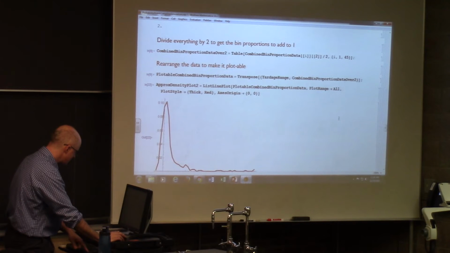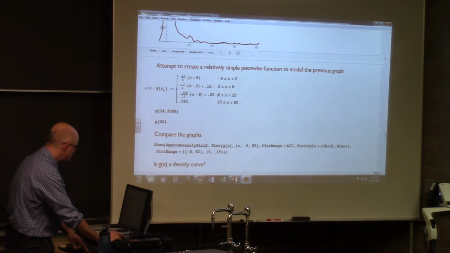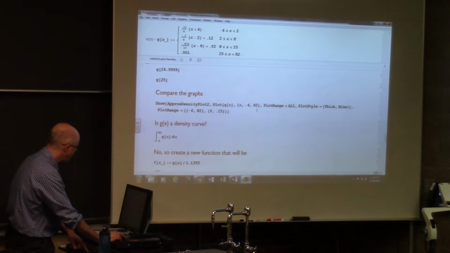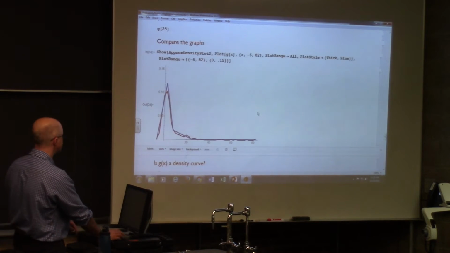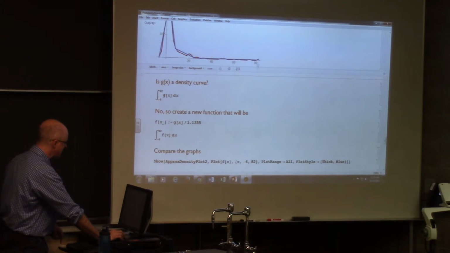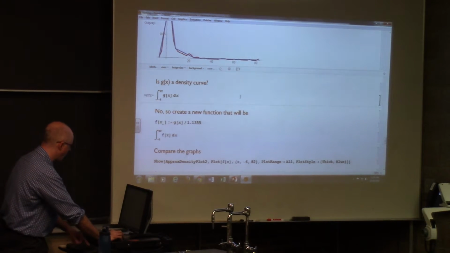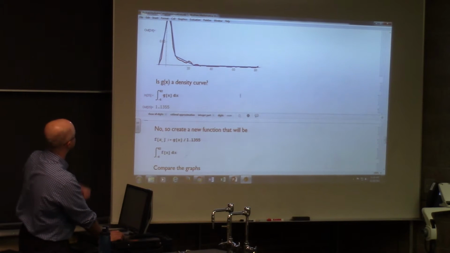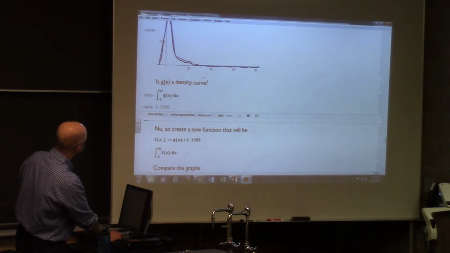That's not it. Right here, G, I called it. It's what's called a piecewise function, and I tried to use G as a simple function that sort of models the pattern. It doesn't do it perfectly, and it's not a density curve because the area under it is not 1, and if you know any calculus, that's an integral sign to emphasize the area is not 1.